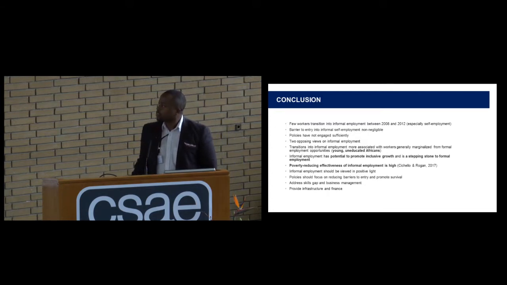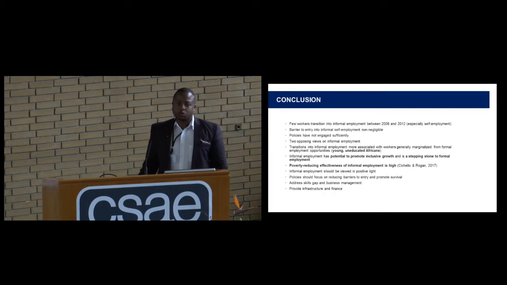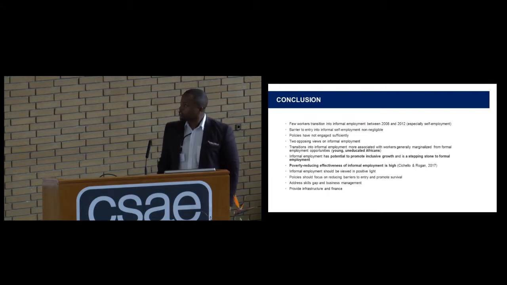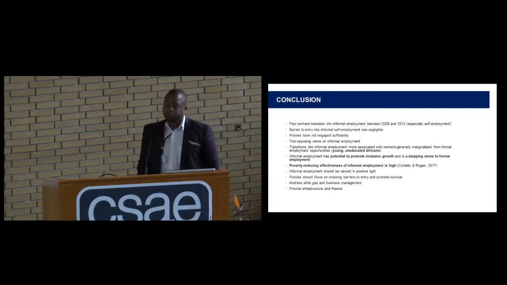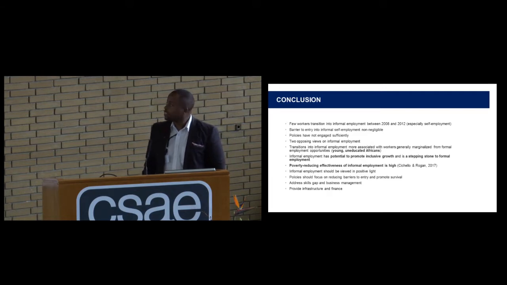From these results, since we find that the workers who are marginalized from formal employment opportunities are the most likely to move into informal employment, the results can suggest that informal employment has the potential to promote inclusive growth and help these marginalized workers to come out of the poverty trap. And from the transition matrices that I showed you, we saw about 10% of workers from informal wage employment moving into formal employment. It's quite something. So informal employment can actually be a stepping stone to getting better quality jobs.